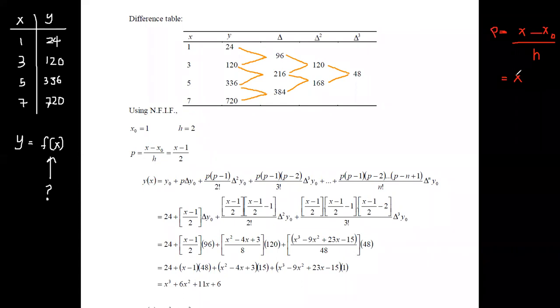Therefore we can say this is the value of x, and this minus x naught. X naught is the initial value that they have provided. It is equal to 1, and then this has to be divided by the value of h. Now h is equal to 2. Therefore the value of p can be identified as x minus 1 divided by 2.